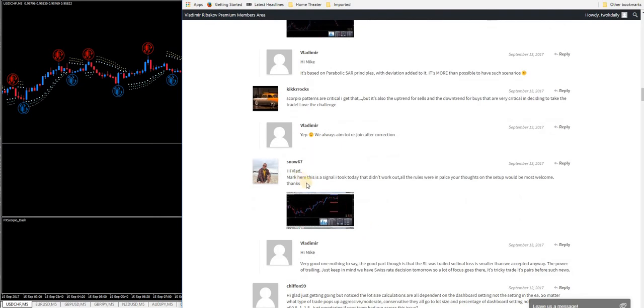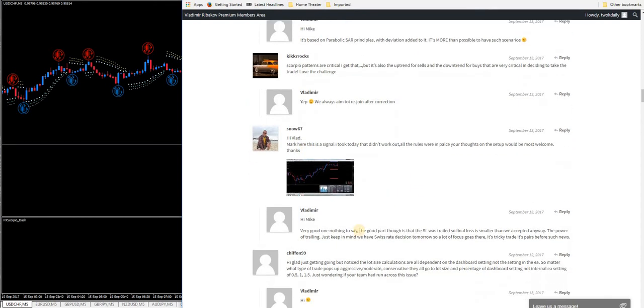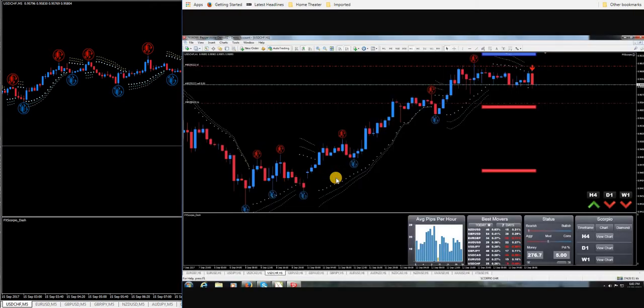Hey Vlad, Mark here. This is a signal I took today that didn't work out. All the rules were in place. Your thoughts on this setup will be most welcome. Very good one. Nothing to say. The good part, though, is the stop loss was trailed, so final loss is smaller than we accepted anyway. The power of trailing. Just keep in mind, we have that news today.